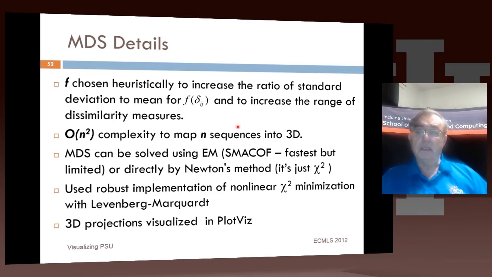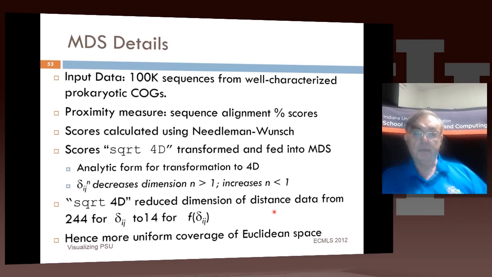I pointed out that this MDS is order n squared, but we get around that by producing very fast interpolation routines, which we're getting better and better at. And then we have various ways of doing the MDS, either by the so-called SMACOF method, which we're gradually improving, or by just standard chi-square minimization, where we use the so-called Levenberg-Marquardt method. And then we go and visualize all of this in this program PlotViz that is attached to this course.